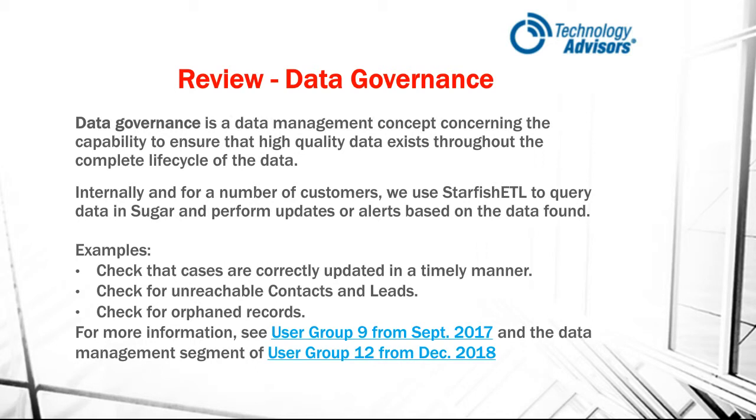There's a number of different ways to do this. Some examples that we've covered in the past, and that we're even doing now, are checking that cases are correctly updated in a timely manner, checking for unreachable contacts or leads, and what do you do if you find those, checking for orphan records, and what do you do if you find those.